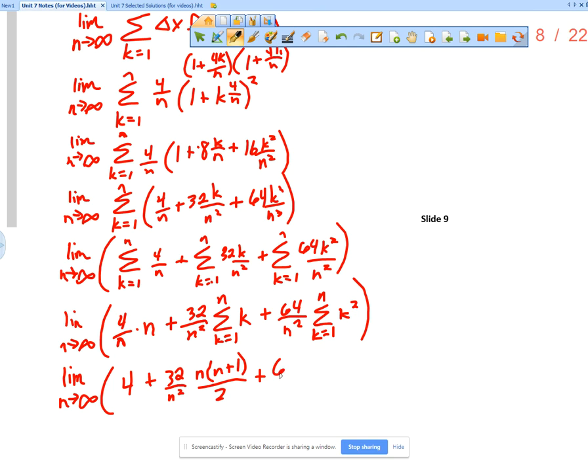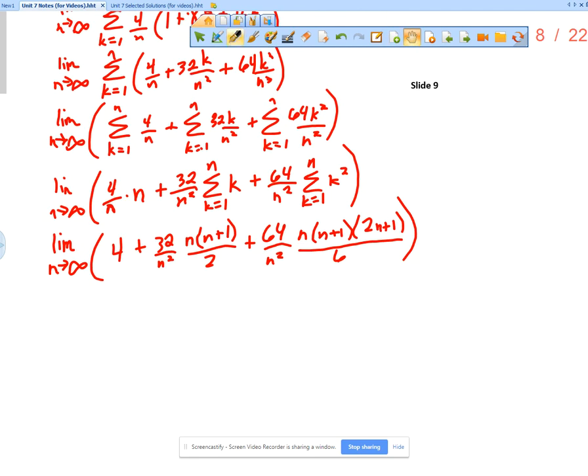Plus the next one, 64 over n squared. Remember, we talked about the sum from k equals 1 to n of k squared. Remember, that is n times n plus 1 times 2n plus 1 all over 6. Right? All right, so now I dealt with the summation. So now I'm left to evaluate the limit.